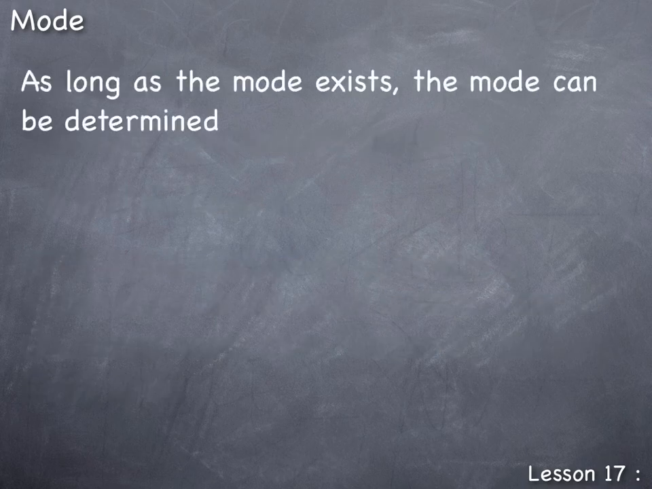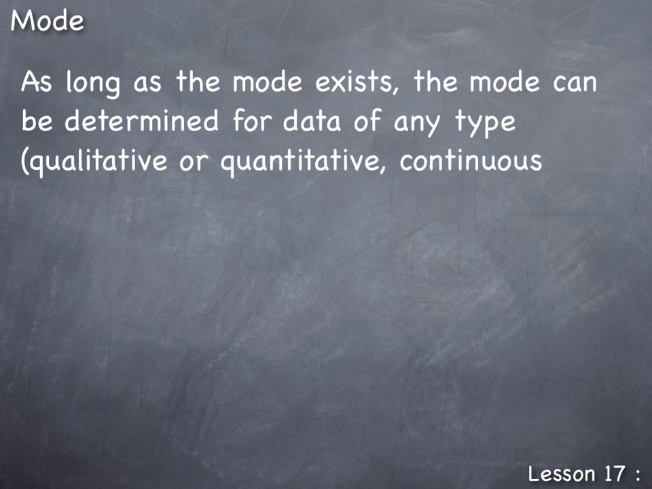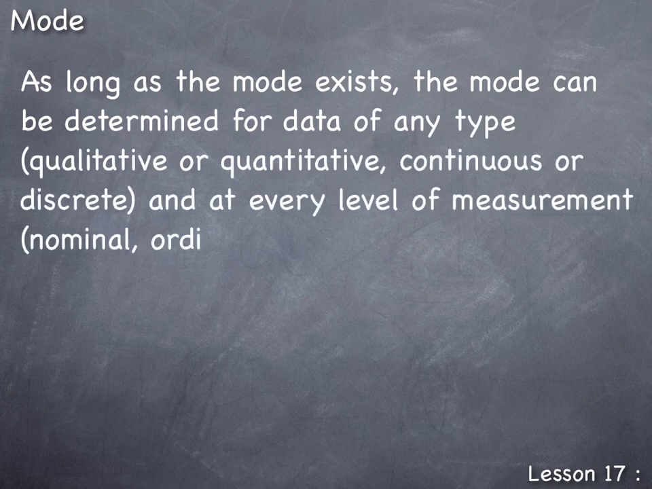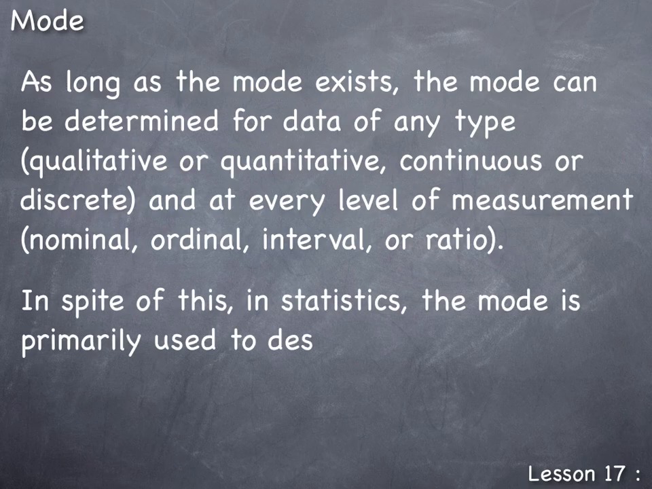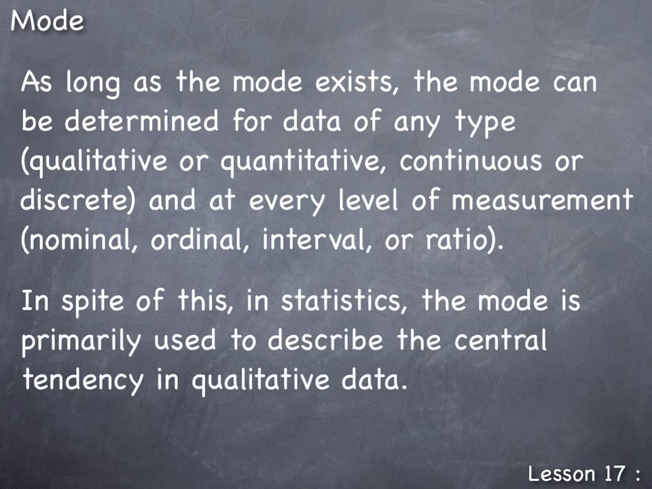As long as the mode exists, the mode can be determined for data of any type, that is, qualitative or quantitative, continuous or discrete, and at every level of measurement: nominal, ordinal, interval, or ratio. In spite of this, in statistics, the mode is primarily used to describe the central tendency in qualitative data.